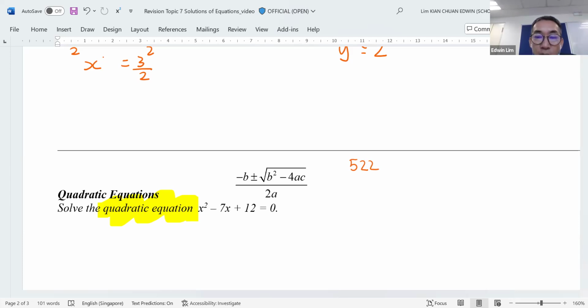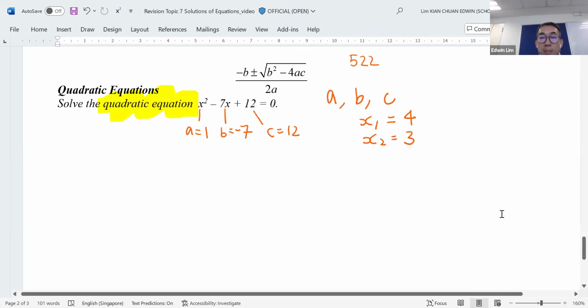You must get to know your A, B, C. So my A equals 1. B equals negative 7, and C equals 12. Key your ABC in the calculator according to the sign. I will get x1 to be 4, x2 to be 3. All right, but please remember, don't forget, this is only the answer.